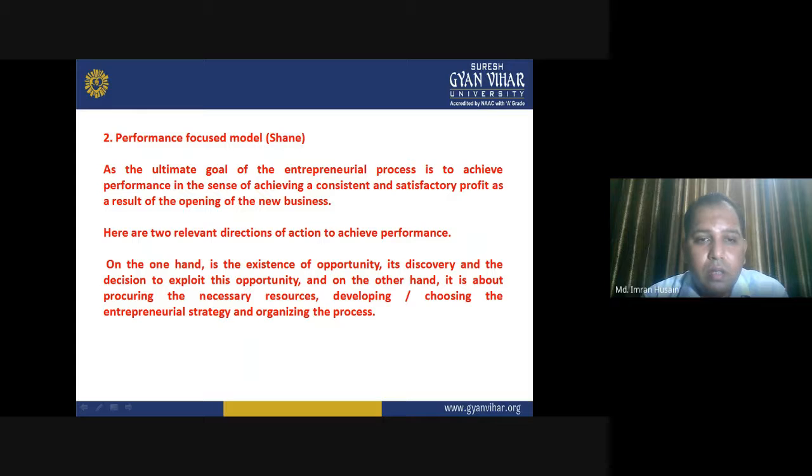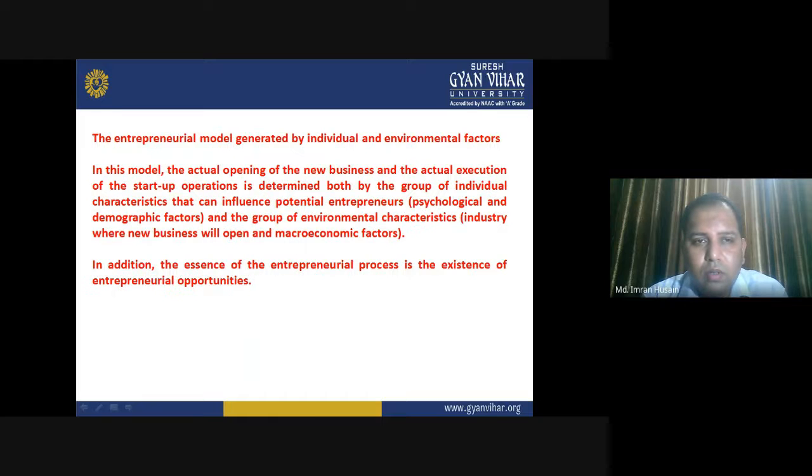Here are two relevant directions of action to achieve performance. One, on the one hand, is the existence of opportunity, its discovery, and the decision to exploit this opportunity. And on the other hand, it is about procuring the necessary resources, developing and choosing the entrepreneurial strategy, and organizing the process. The entrepreneurial model generated by individual and environmental factors.